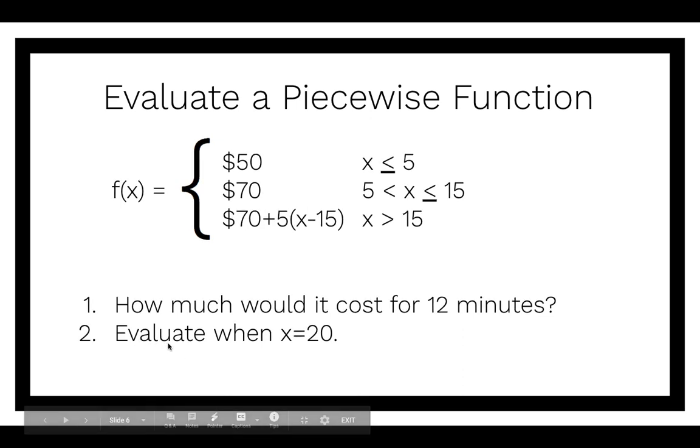This one says evaluate when x equals 20. So I need to determine which of these intervals that x value falls into. This last one, x greater than 15, 20 is greater than 15. Because this is a function, I now need to plug in that x value of 20. So 70 plus 5, parentheses, 20 minus 15. So if you simplify, 20 minus 15 gives you 5. 5 times 5 is 25, plus 70 gives you 95.